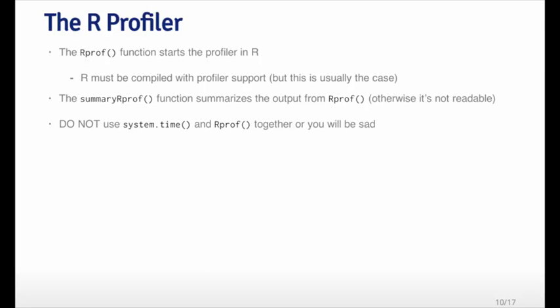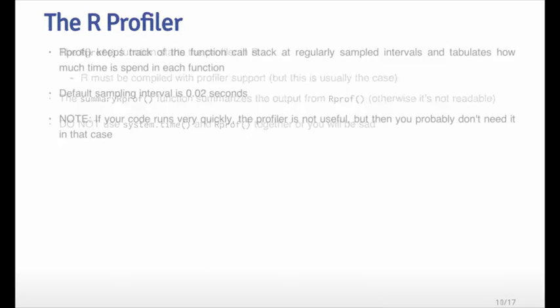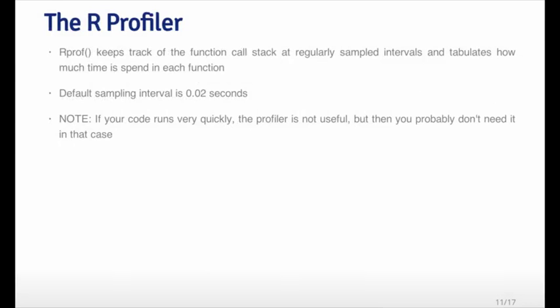The other function that's useful is the summaryRprof function, which takes the output from the profiler and summarizes it in a way that's readable, because the raw output from the profiler is generally not very usable. And so the summaryRprof function is very important. It's important to realize that you should not use the system.time function and the R profiler function together. These are not designed to be used together, so you should always just use one or the other and not both.